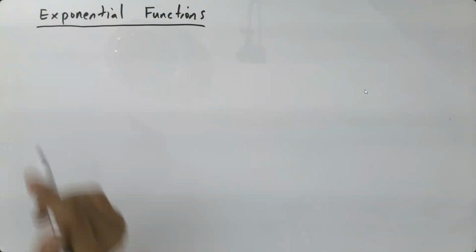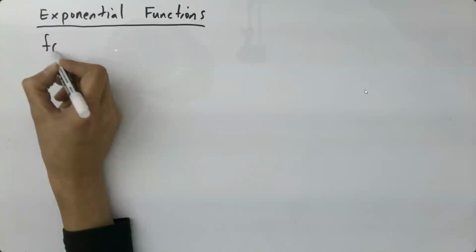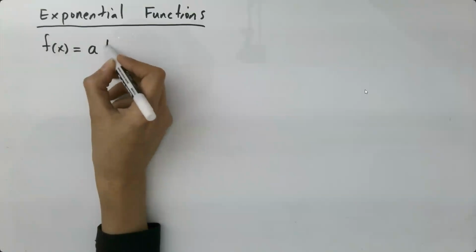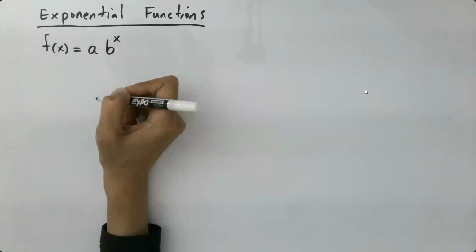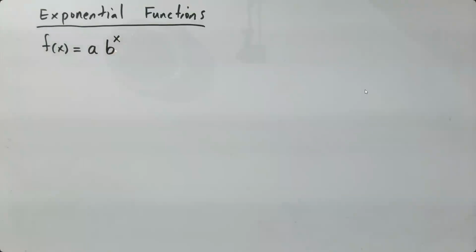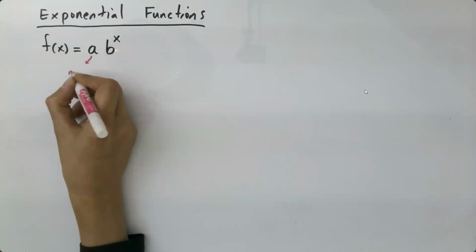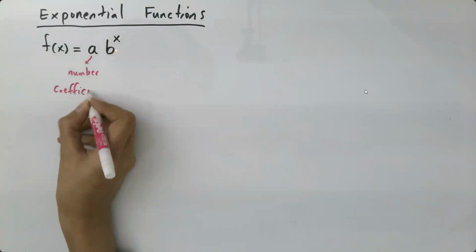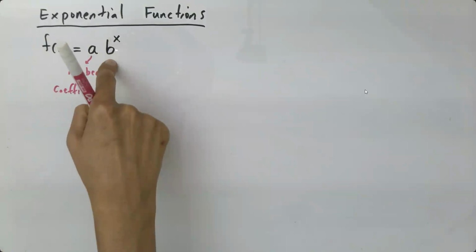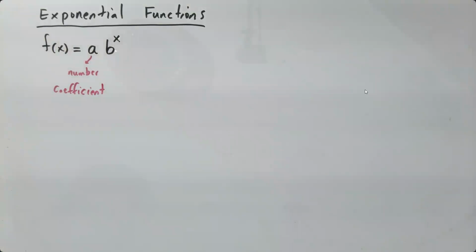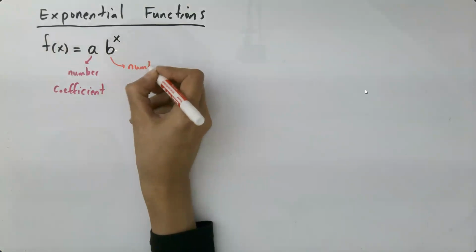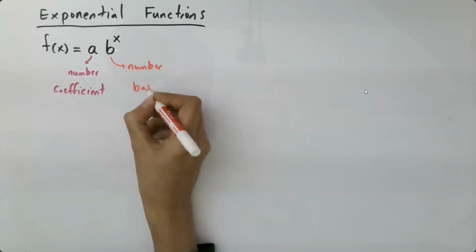In general, remember that we define an exponential function f of x to be a times b to the x. Okay, a and b are both numbers. A is a number, they're just the coefficient. B, however, is called the base. This is another number, but it is the base.